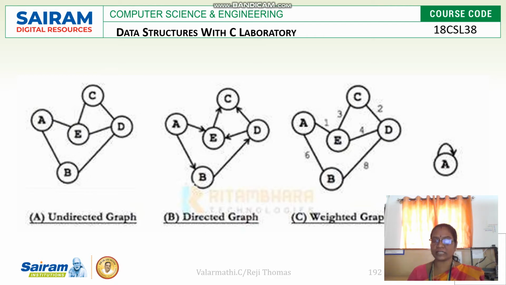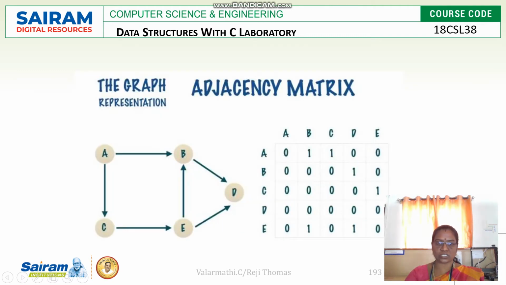Weighted graph. In a weighted graph, for each connection there will be one weight assigned. It is based on priority levels. So this kind of graph is called a weighted graph. And a self graph is one where a city wants to connect with itself. So likewise there are four different kinds of graphs available in data structures.